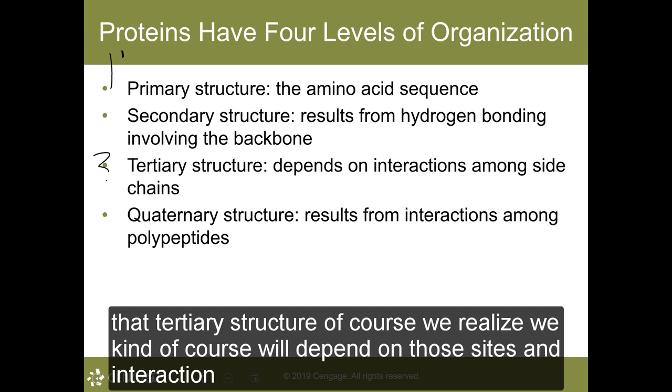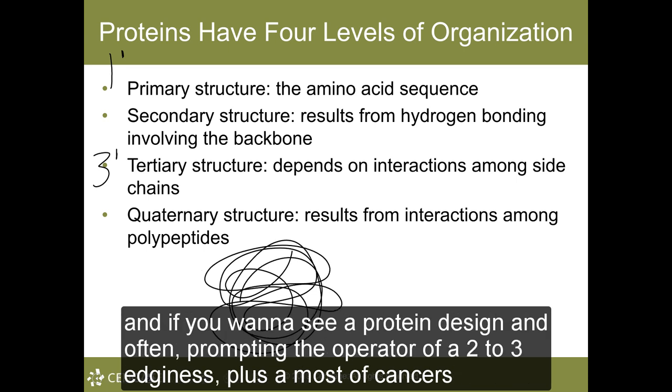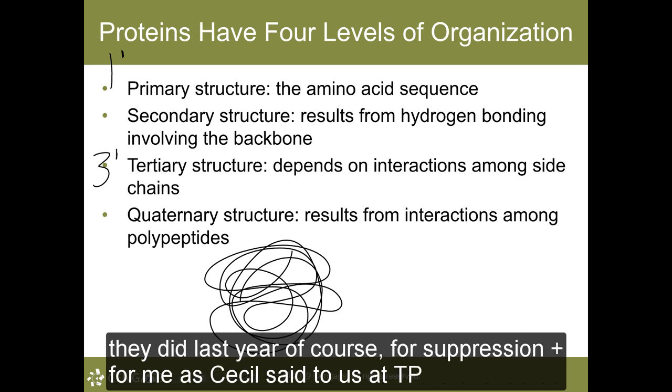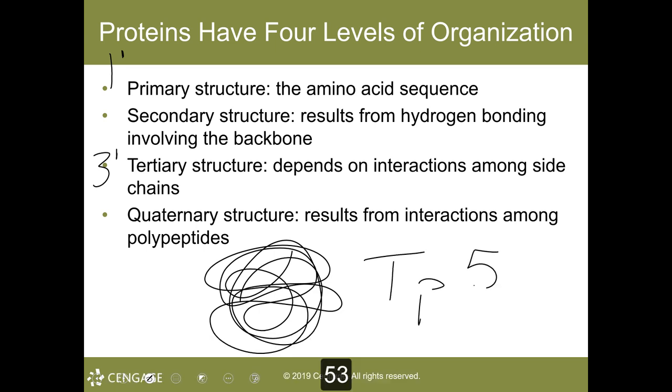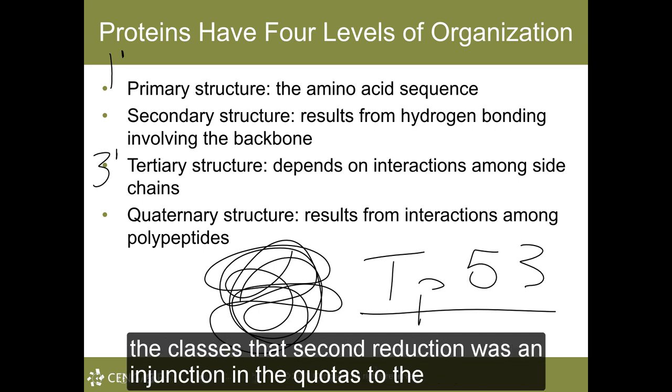So that tertiary structure, of course, could be written as 3 prime. Of course, it will depend upon those side chain interactions. So when I think about that tertiary structure, I think about the protein, class, becoming 3D, beginning, class, to fold, kind of like what you're seeing here. And if you want to see a protein, just let me know and I can put up a protein. Maybe I'll put up a TP53, that gene that is responsible, class, for most types of cancers. It's there, class, because it should suppress, of course, tumors. But, of course, in the event that it happens to be mutated, class, then tumor suppression will not occur. I said TP53. So I could show you that protein if any of you all are interested in seeing it, meaning what it actually looks like.